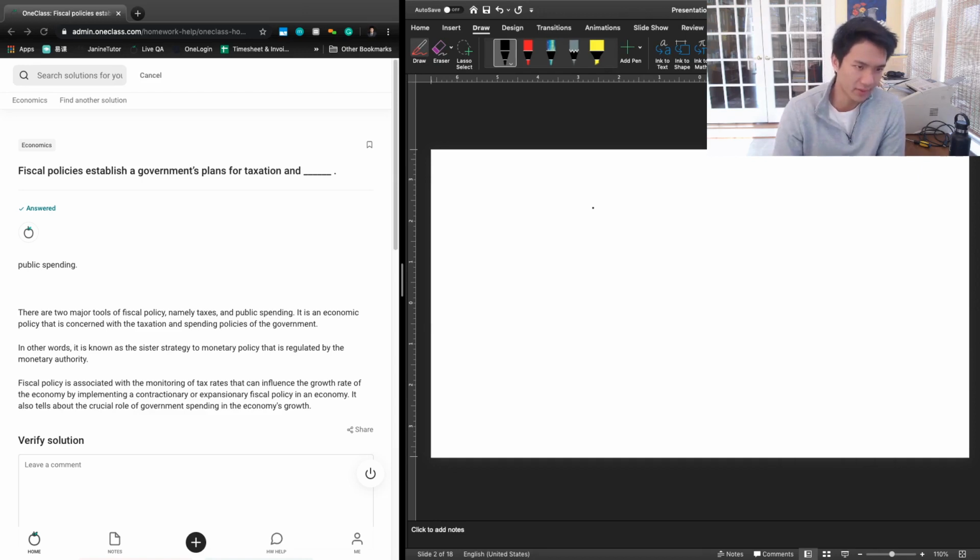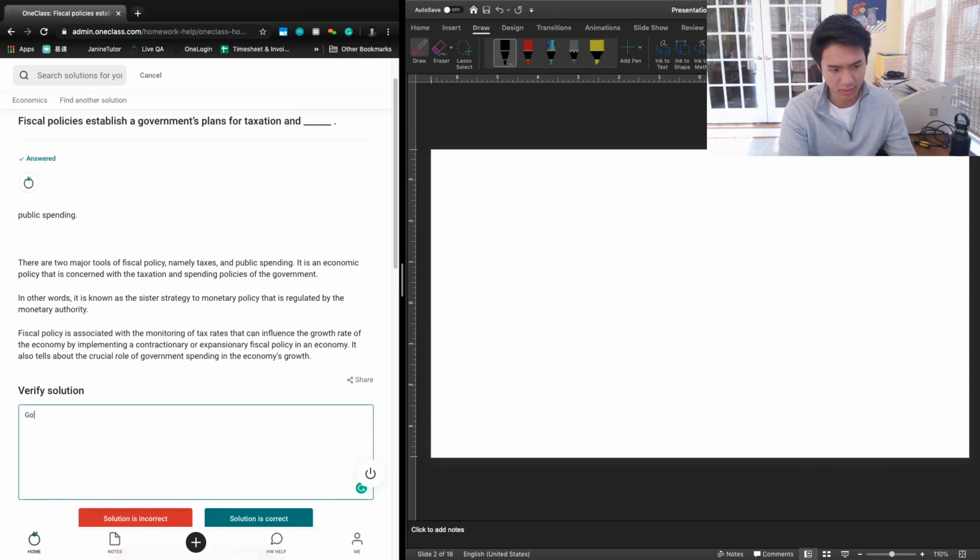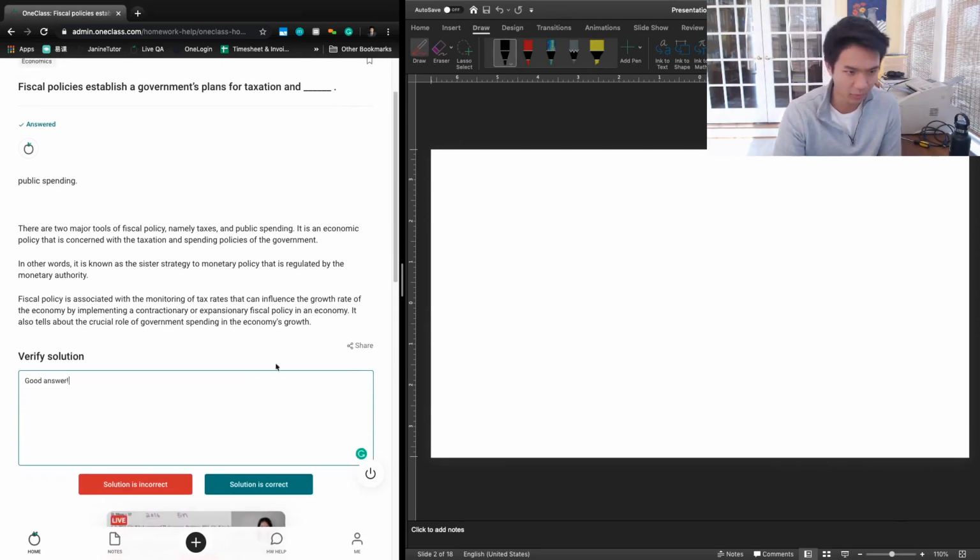All you really have to understand is that fiscal policy usually deals with either taxing or spending, and monetary policy deals with the money supply. So good answer. I don't think there's anything else here that we really need to clarify.